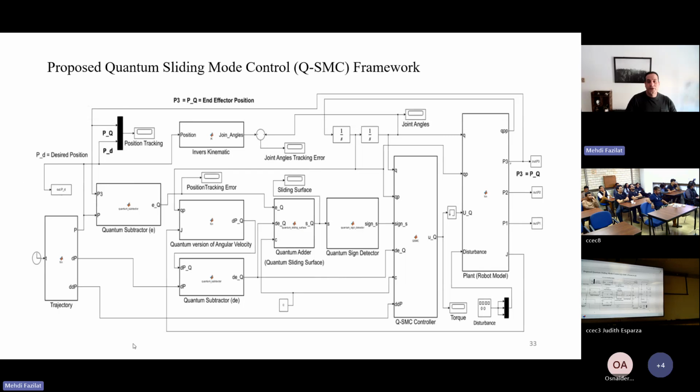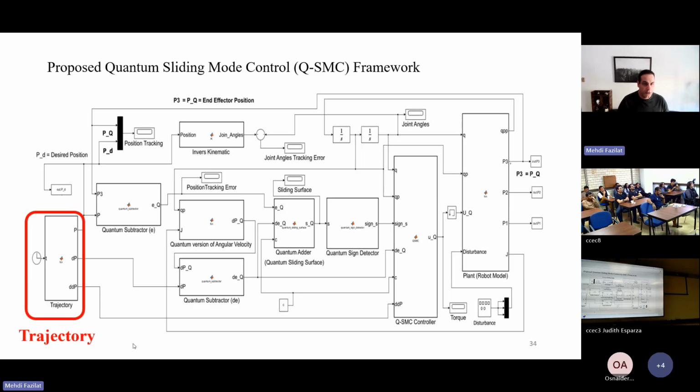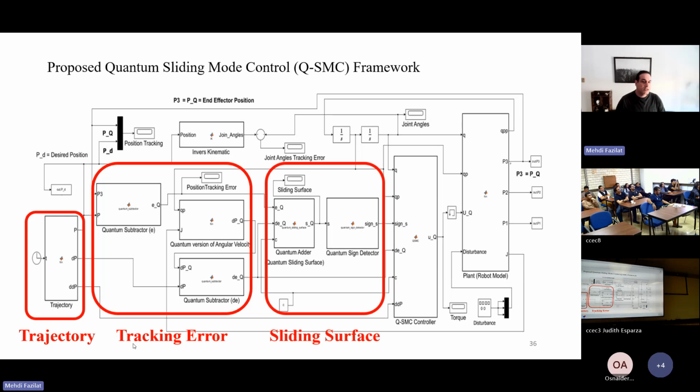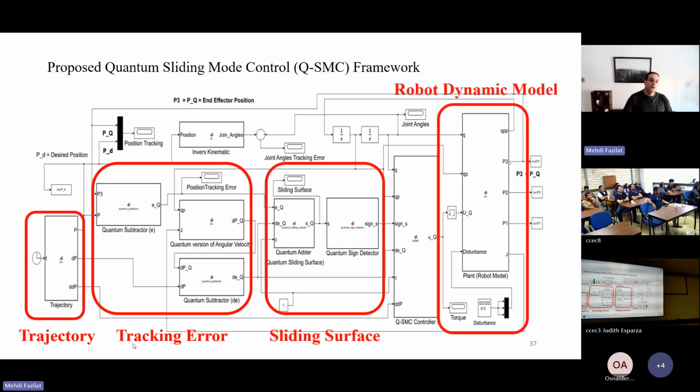This is the overall framework for the quantum sliding mode control. It is pretty much the same as the classical one. It has some main sections, as you can see: trajectory plan, tracking error, and sliding surfaces, and also the same robot dynamic model that we used in the classical one. So overall, this framework keeps the same architecture as the classical version, but introduces quantum layers inside the control strategy.